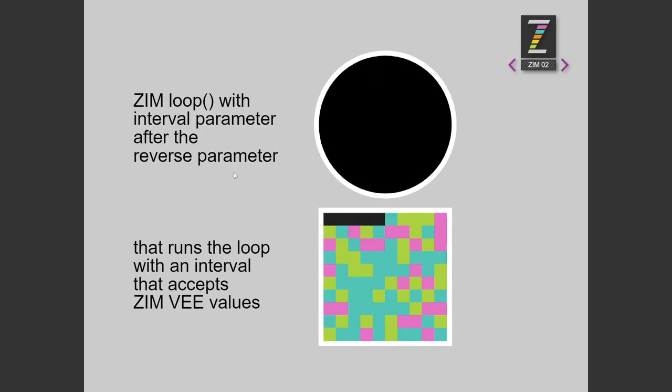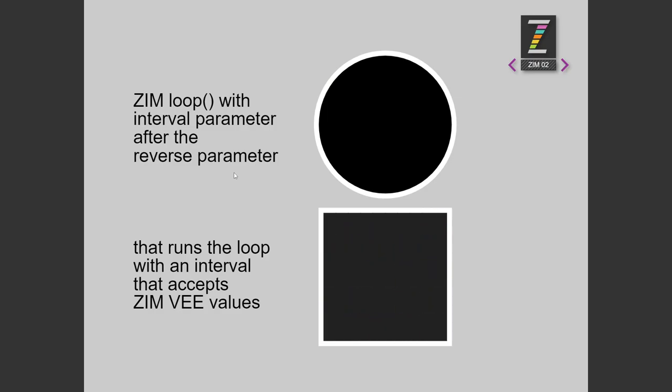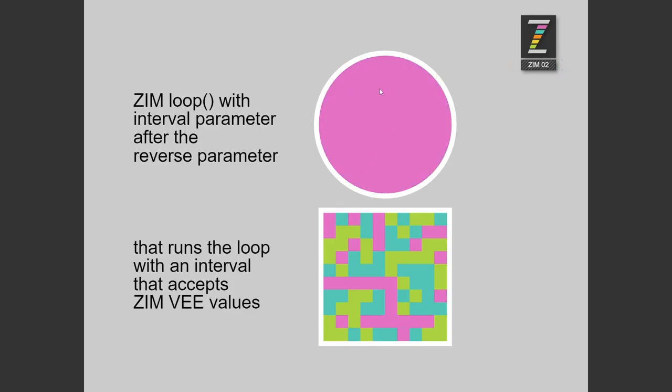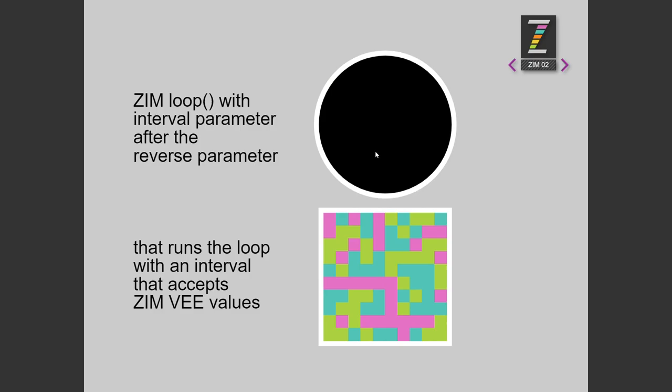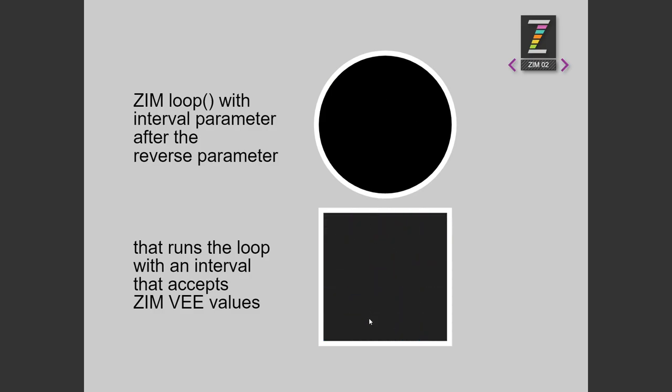Now, we've had ZIM loop for a while, but now we've got ZIM loop with an interval parameter after the reverse parameter. So let's refresh this again. What that's doing is it's making those colors change, and then we just animated that maneuver right there inside of a loop. Those also accept ZIM VEE values for the interval itself.